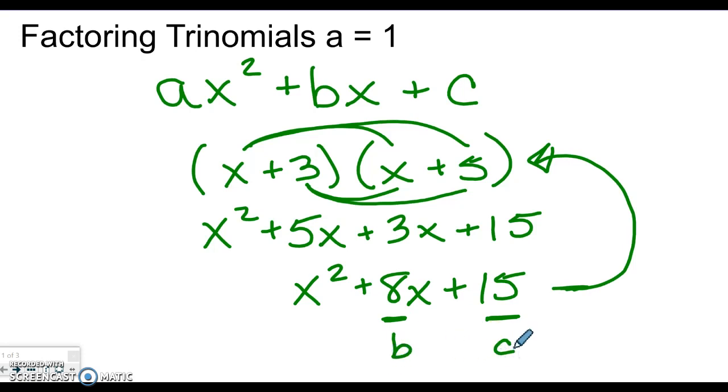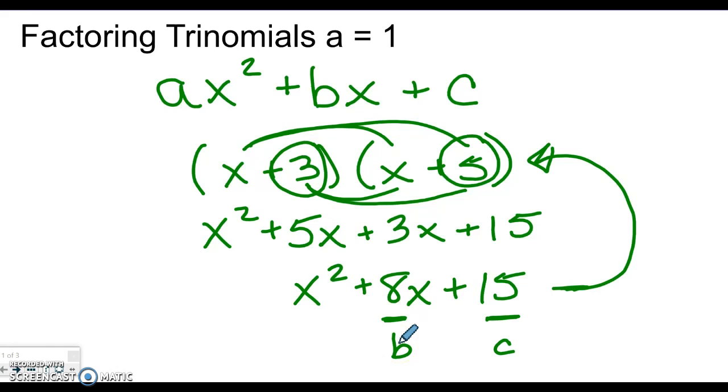Look at those two numbers and then look back at the two factors that got us there: positive 3 and positive 5. What do you notice about those two numbers? When I add positive 3 and positive 5 together, what do they equal? Equal 8. Look down at the b. So 3 plus 5 is 8. That's always going to be the case when a is equal to 1.